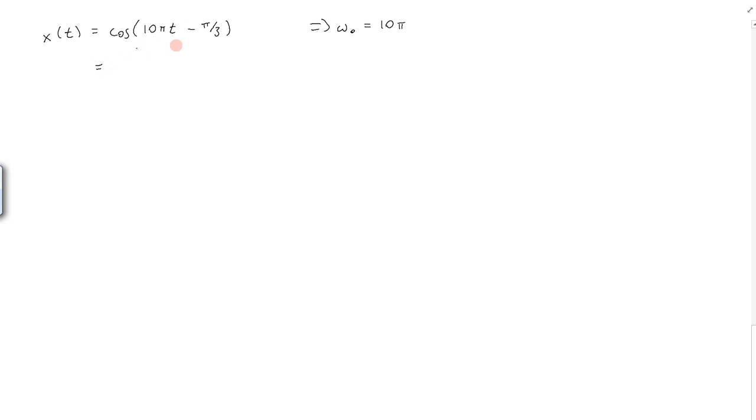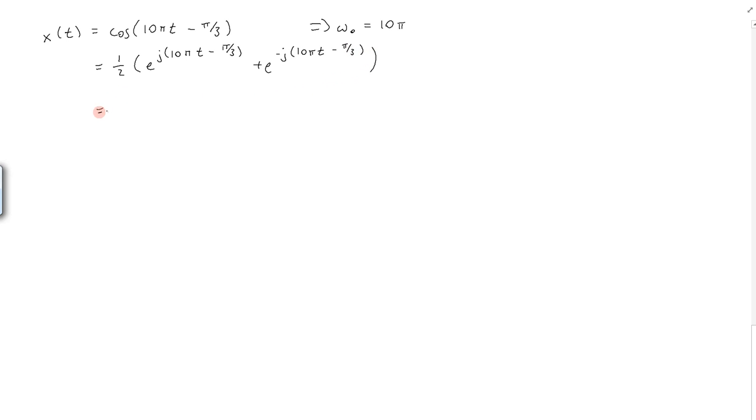We can break this down using Euler's identity into a summation of complex exponentials without performing any integration or anything like that, as we had said in the analysis equation, but simply using the identity, we get that this is equal to 1/2 times e to the j (10 pi t minus pi thirds) plus e to the minus j (10 pi t minus pi thirds).